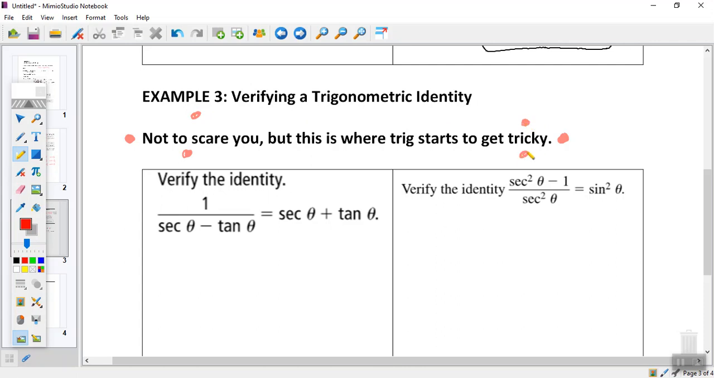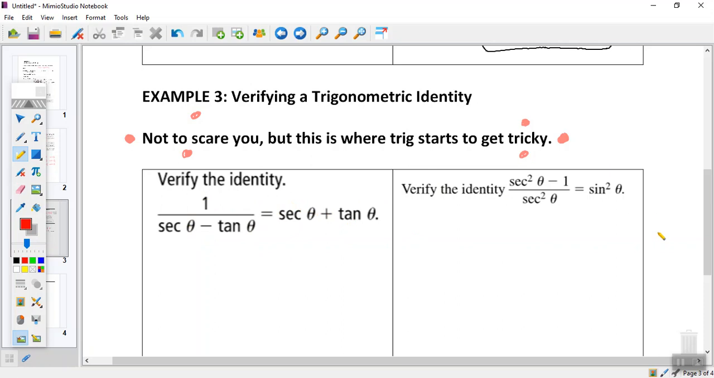Okay, here's the deal, kids. This is where things maybe start to get a little bit tricky. It says verify the identity. This is where kids get hung up, and I'm not sure why. What they want to try and do is solve for theta. You see an equation with an unknown in it, and kids think, I've got to figure out what theta is to make this work. Well, this works for any value of theta.